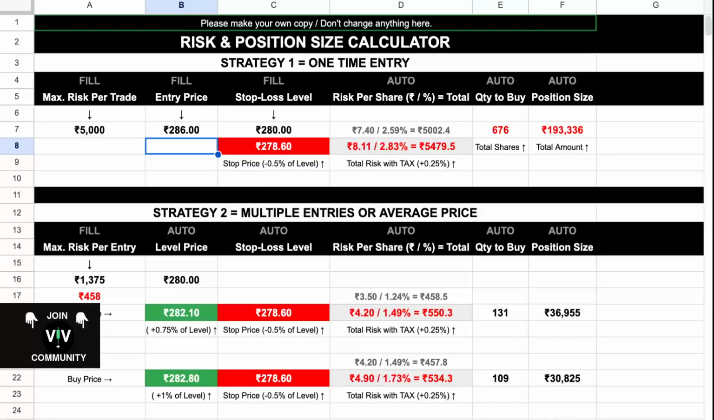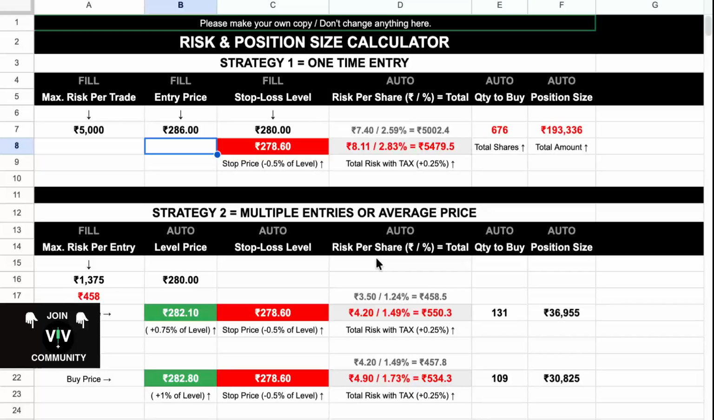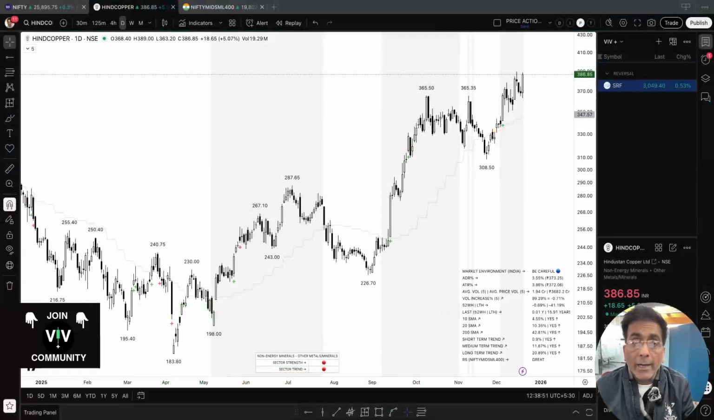In this calculator there are two options also. Another strategy is, if you want to buy at a lower price, then you can also do that, right? But sometimes what happens is the price never comes down. So first our priority is to calculate the risk we are willing to take. Now let's go to the chart and we will discuss what exactly I am saying.